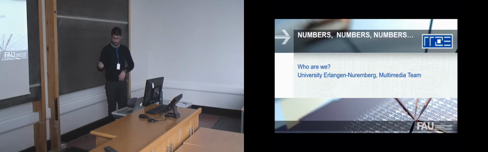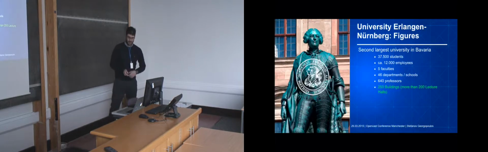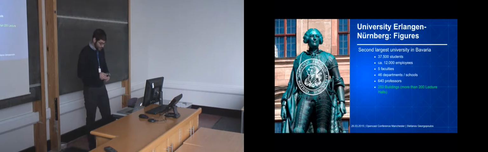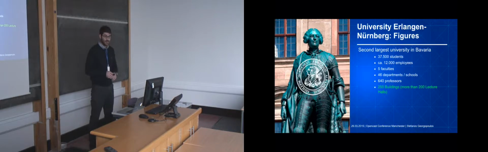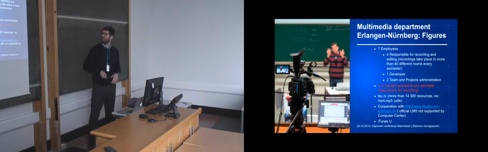So who are we? The University of Erlangen and the Multimedia team. The University of Erlangen has around 3,500 students, around 12,000 employees, 5 faculties, 46 departments, 640 professors and 250 buildings and more than 200 lecture halls. The Multimedia team, we are 7.